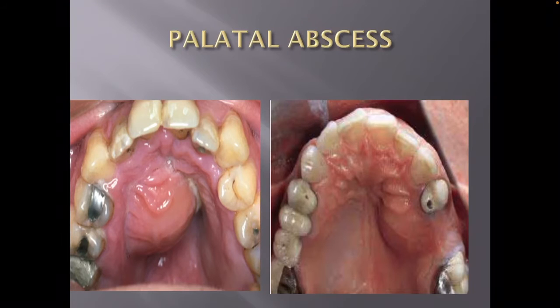Palatal abscess. The palatal abscess typically represents the palatally directed drainage of an infection of pulpal or periodontal origin. The palatal abscess is often observed in the premolar molar region and presents as compressible mass of swelling, usually lateral to the midline.